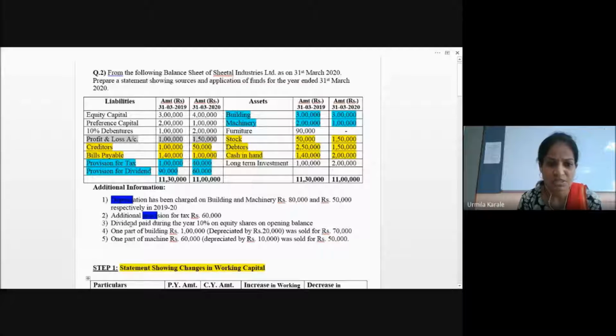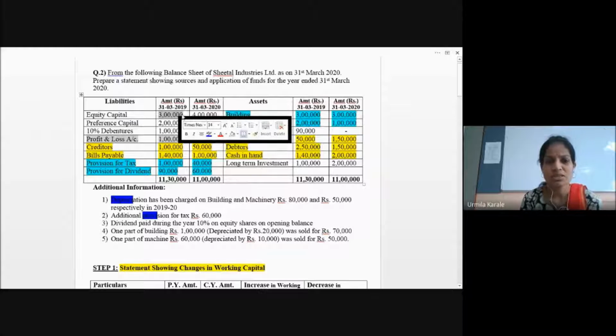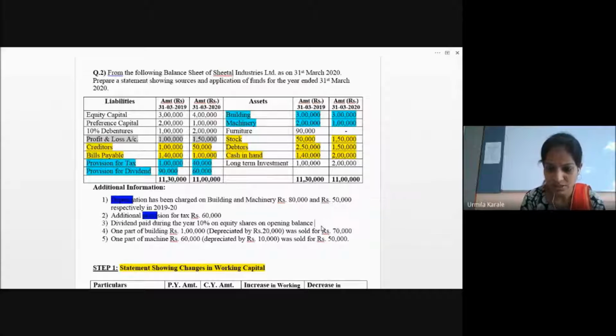Now next adjustment is relating to dividend. Dividend paid during the year, 10% on equity shares on opening balance. 10% dividend you are paying on equity shares opening balance. So this is equity shares here. So on opening balance means on 3 lakh, you are paying 10%. So dividend comes to 30,000. Easily you can see 10% on opening balance means 10% of 3 lakh. So you're going to pay, this will come to 30,000. This much dividend you are going to pay.